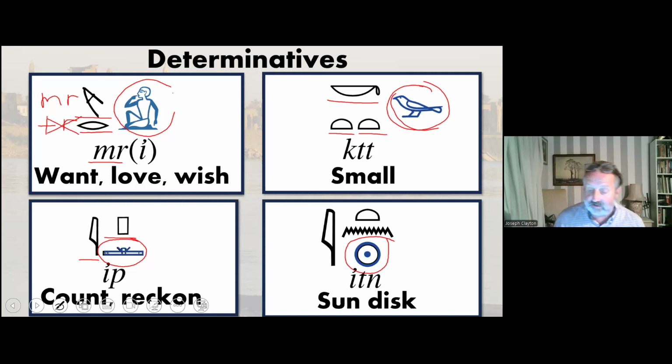In this case, it's probably all three of those actually, because we've got spelled E, T, N, three alphabetic signs again. So we've got the sun disk, something that's shiny. We've got the disc there. It's something that measures time as well, and it is in fact something to do with the sun. So it could be any of those meanings.